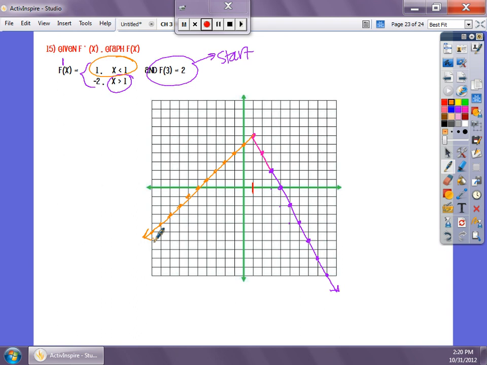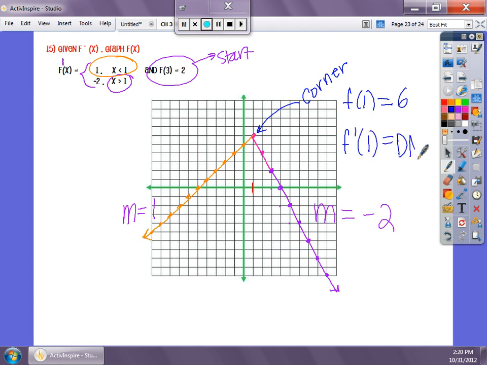So what did we figure out? If you look at the left side, the slope is 1. If you look at the right side, the slope is negative 2. If you look at here, that's a corner. What does that mean? The y value at 1 exists. It's 1, 2, 3, 4, 5, 6. But f prime of 1 does not exist because it's a corner. All right, 1, 6. There we go. That should be everything. I believe that's the last page of the review.